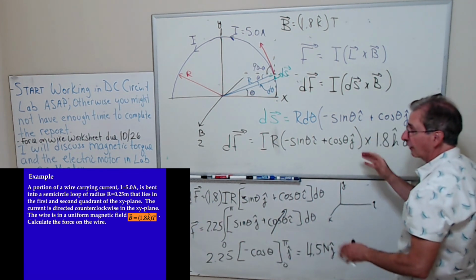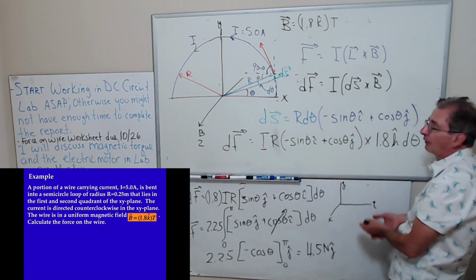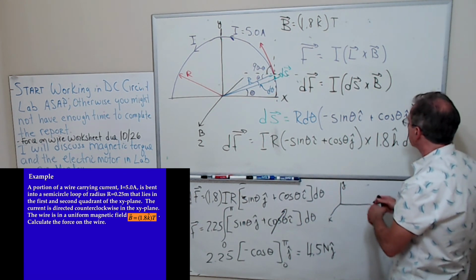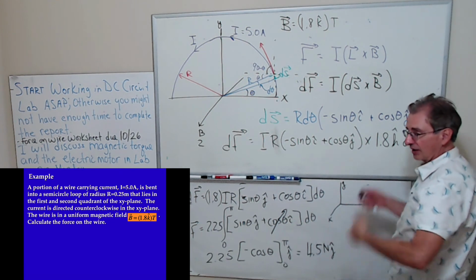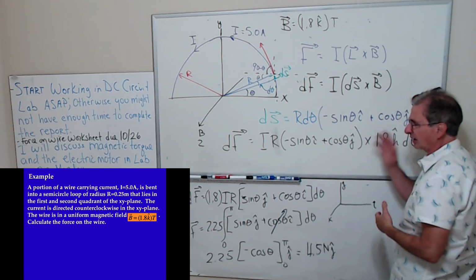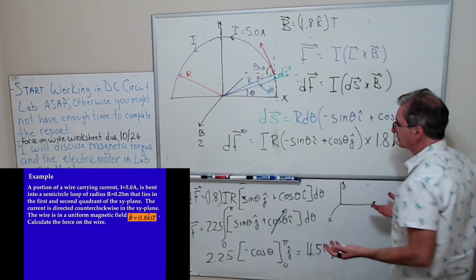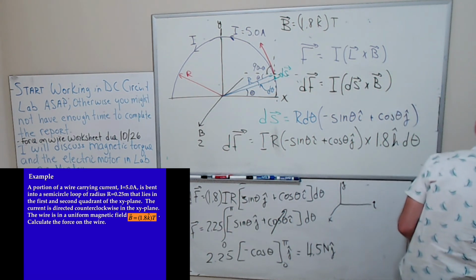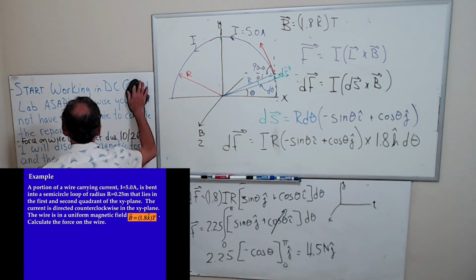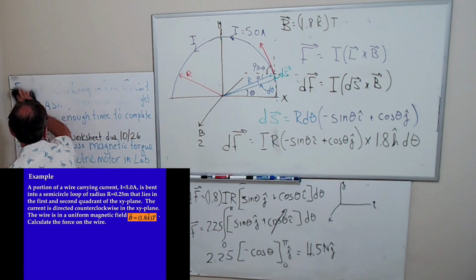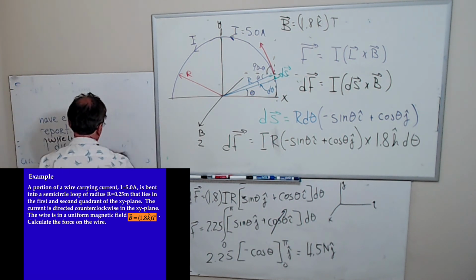If the field was not uniform, this is how I would do it. I'd have to put an expression for B, something with variables in it, and do the integration. That's why I did it this way. But what's the other way to do it? What's the easy way to do it? Remember, B is uniform.